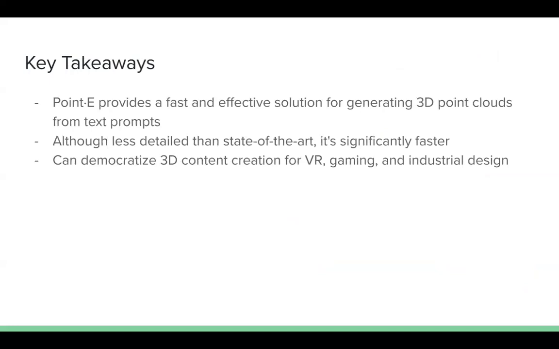In conclusion, Point E offers an exciting leap forward in text to 3D synthesis. By leveraging a novel combination of a text-to-image diffusion model and a transformer-based point cloud diffusion model, it can generate 3D models in minutes rather than hours. This efficiency makes it a practical tool for a variety of fields, from gaming to industrial design, and offers a strong base for future improvements in the field of 3D content creation.